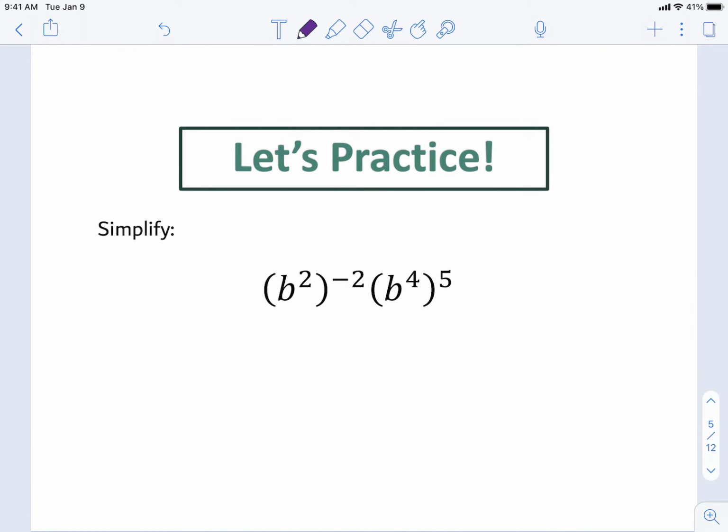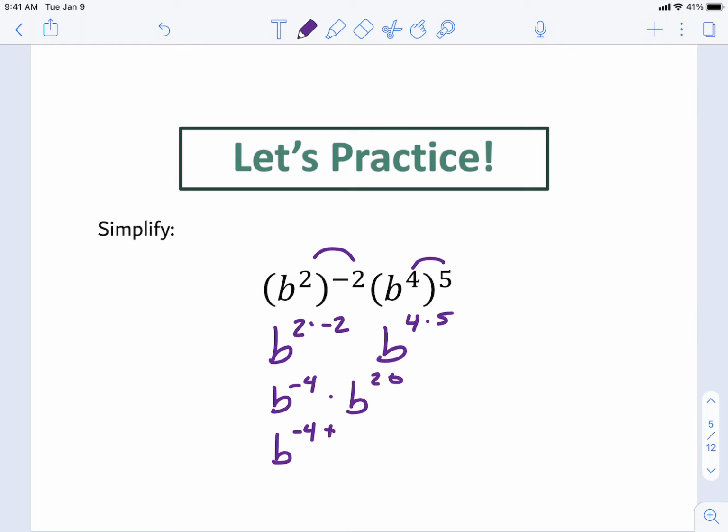Okay, this one. Let's distribute first. Let's distribute those exponents into the parentheses. So the first one is going to be b to the 2 times negative 2, and the second one's going to be b to the 4 times 5. That's going to be b to the negative 4 for the first one and b to the 20 for the second one. Now we're going to add the exponents. So negative 4 plus 20, and that's going to be b to the 16th.